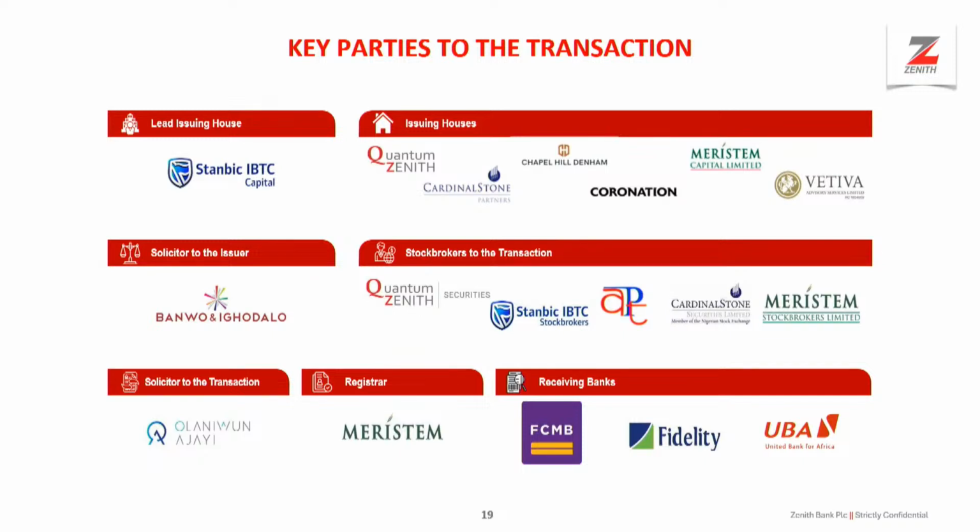Because we know this offer is very important and critical to us, to ensure the success of this offer, we have decided to engage some of the best transaction partners, such as Stanbic IBTC Capital, Quantum Zenith, Cardinal Stone, Chapel Hill Denham, Coronation Capital, Meristem Capital, and Vetiva. This offer opened 1st of August and we closed September 9th, 2024. Investors can purchase our shares through the NGX platform, through any Zenith Bank digital platforms, and by walking into any of our branches.